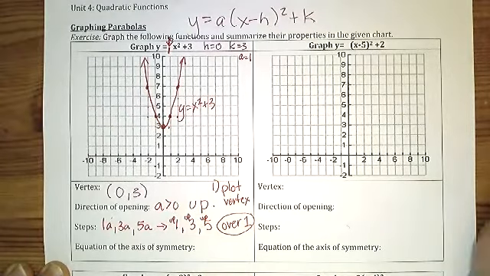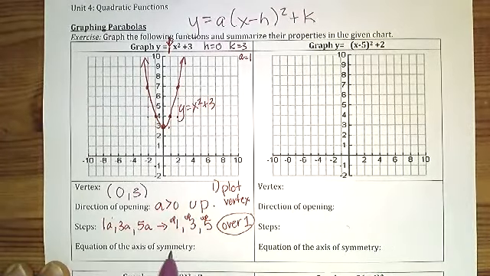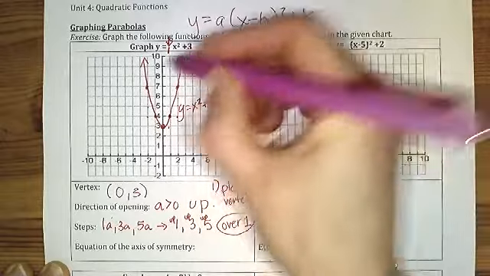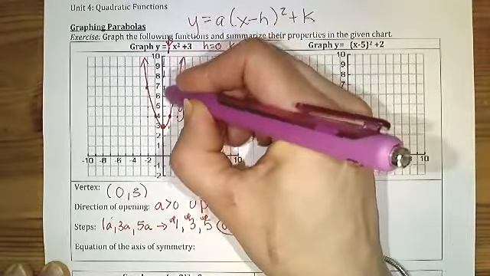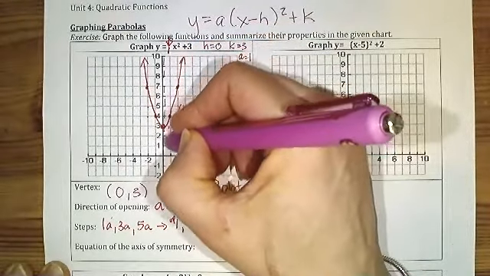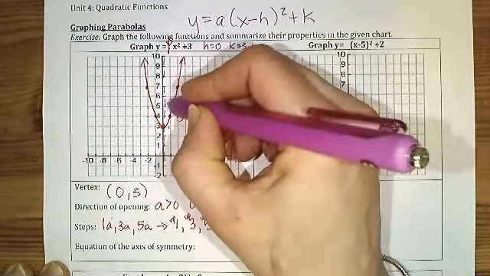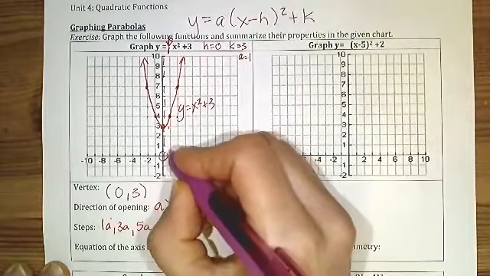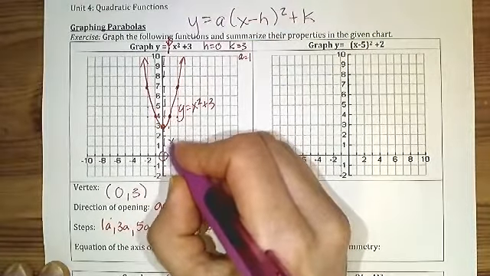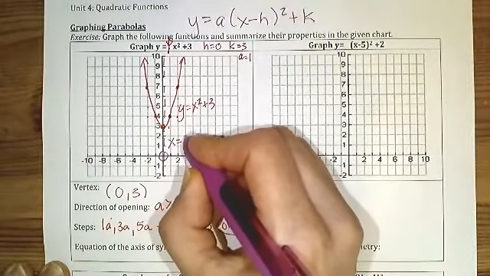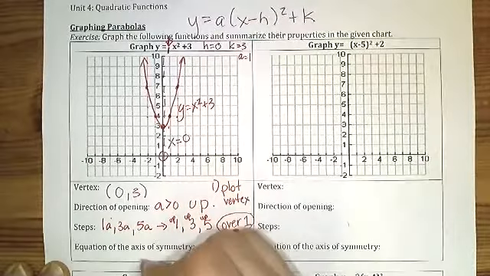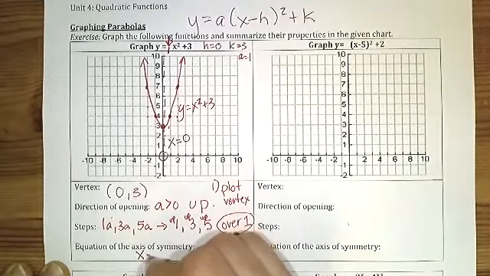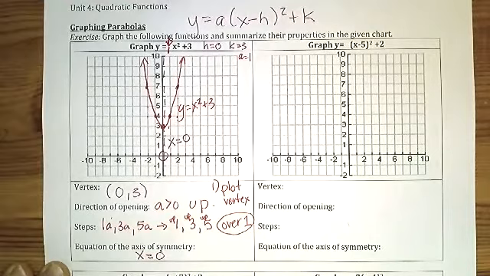The other thing I'm looking for is the equation of the axis of symmetry. So remember, the axis of symmetry is this vertical line that cuts this parabola into 2 equal halves, and that is your x value, which we know here is 0. So it's a vertical line, so it's in the form x is equal to 0. So the equation of the axis of symmetry is x is equal to 0.